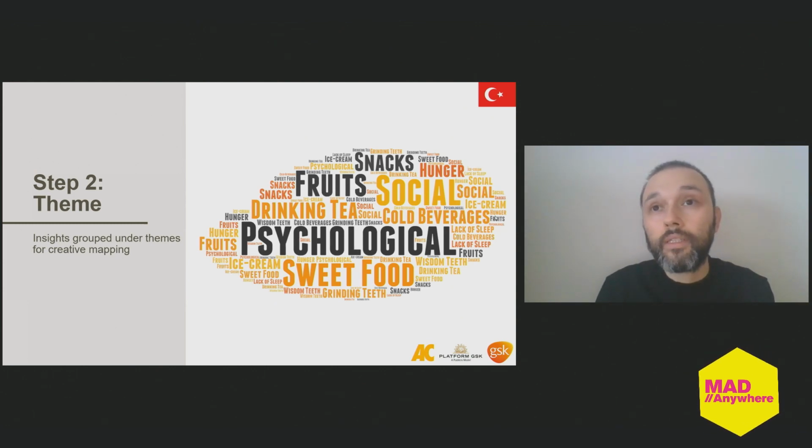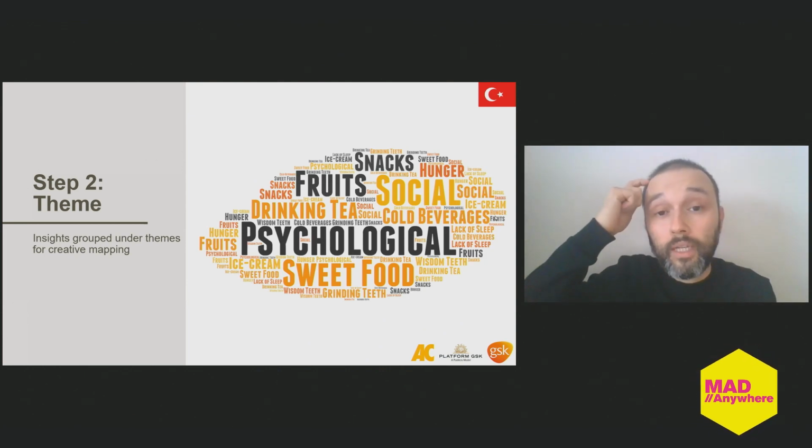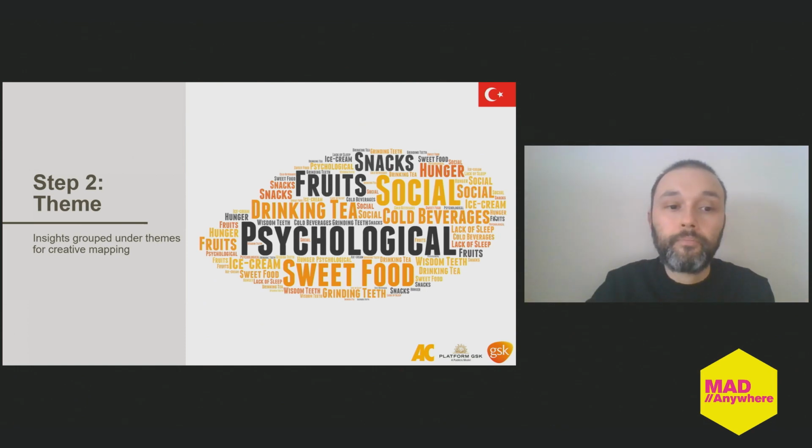And there were already some interesting findings that we just dug out from social, like psychological and social elements. So not only limited to food triggers, but we could also understand that people are psychologically and socially impacted from the situation, which could be a way for us to get in touch with less bothered people.